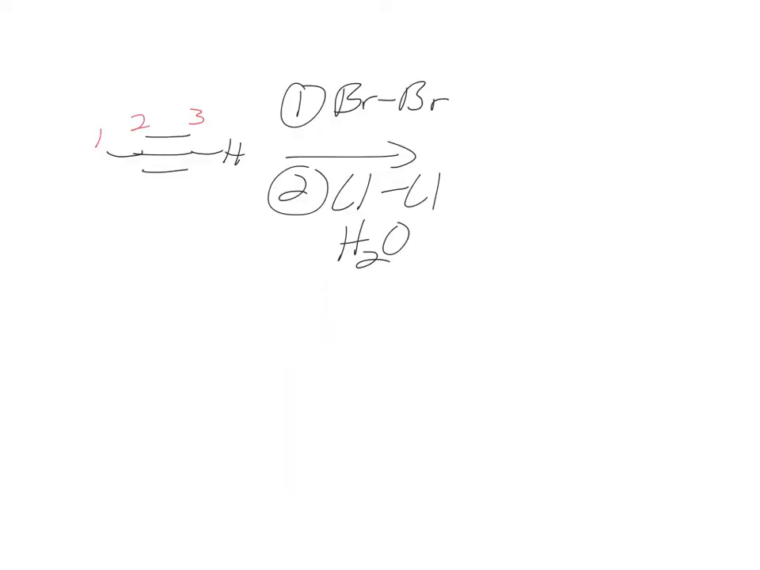All right, so let's take a look at a terminal alkyne, and we're gonna have it react in 2 different steps, so 2 different reagents. The first step is gonna react with Br2, so 1 mole of Br2, and the second step we're gonna react with Cl2, but it's also in water. All right. So the first step, add in our lone pairs. Hopefully we're doing that by now.